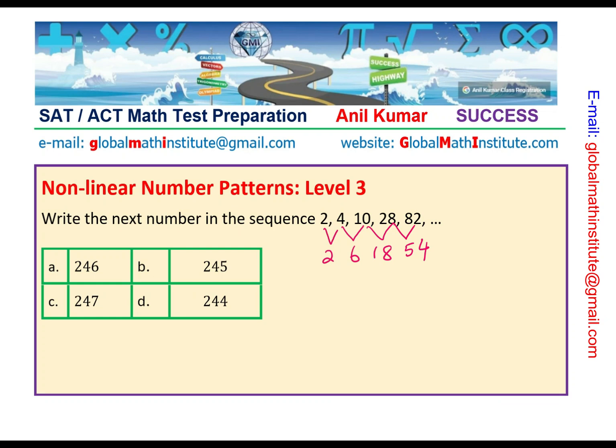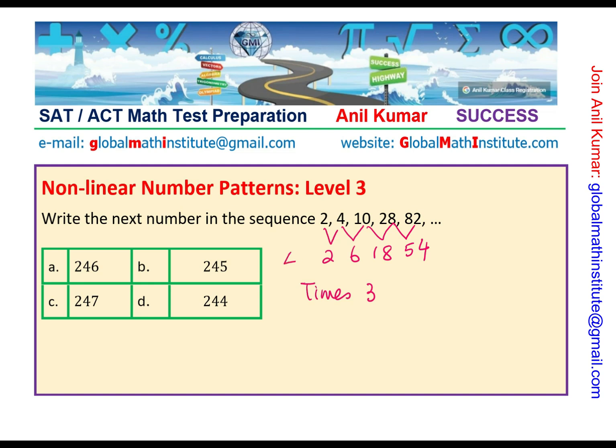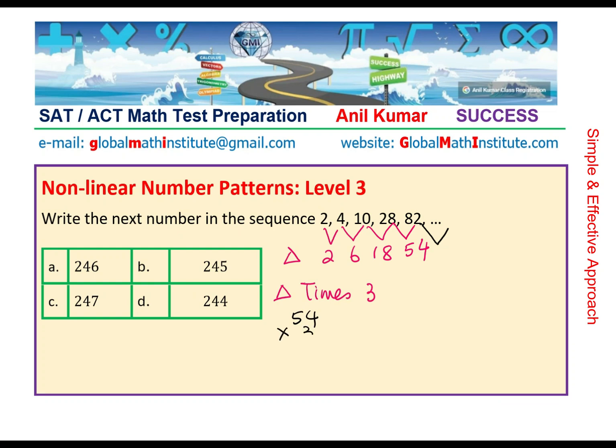So what is happening here? You see, each time 2, 6, 18, 54 means it is times 3, right? So this difference is times 3. So from here we can figure out what could be the next number which is to be added to 82. It has to be 54 times 3, right?